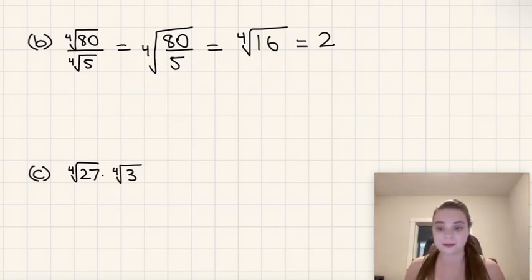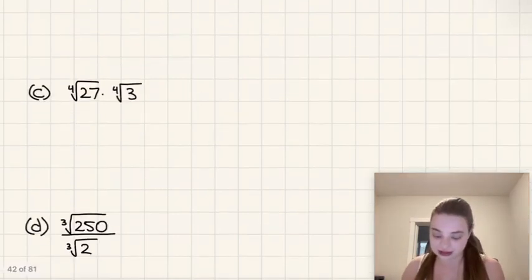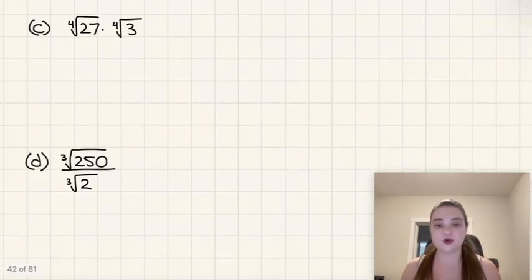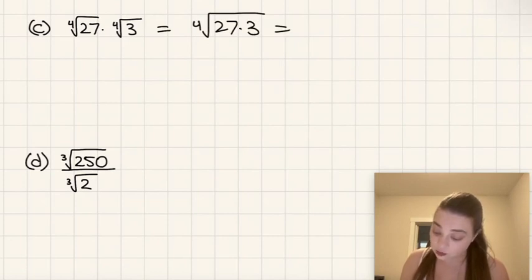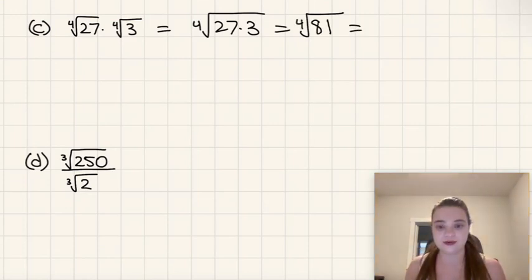All right, let's do a couple more. Here they would like to know the quarter root of 27 times the quarter root of 3. We know from the product property that this is the same thing as the quarter root of 27 times 3. 27 times 3 is 81, so they want to know the quarter root of 81, and that's just going to be 3, since 3 to the power 4 is 81.